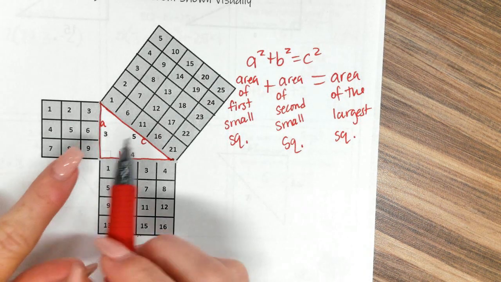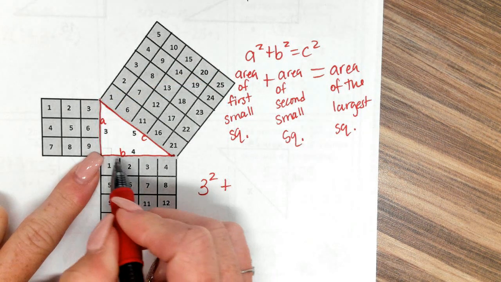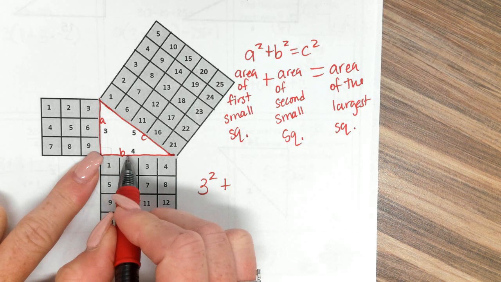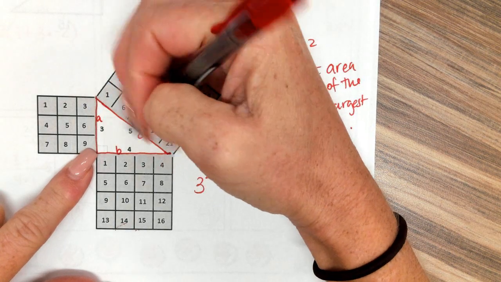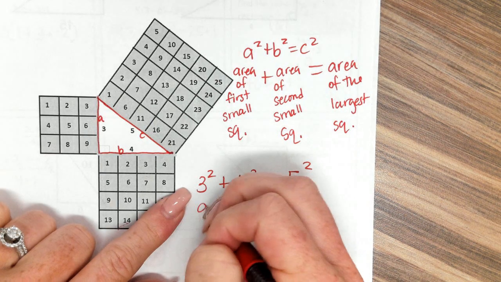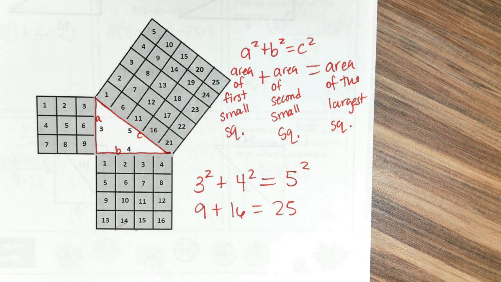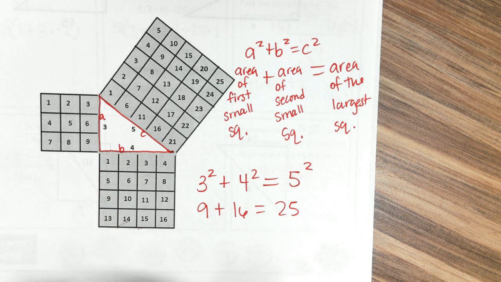All right, so let's just kind of explore with this. This side is 3, so is 3 squared plus, what's this side length? 4, and if I square it, 4 squared, equal to the hypotenuse squared, 5 squared. Is this true, yes or no? Well, 3 squared is 9, and 4 squared is 16, and 5 squared is 25. Is 9 plus 16 equal to 25? Yes. So does this represent a true right triangle? Yes, because it works in Pythagorean theorem.